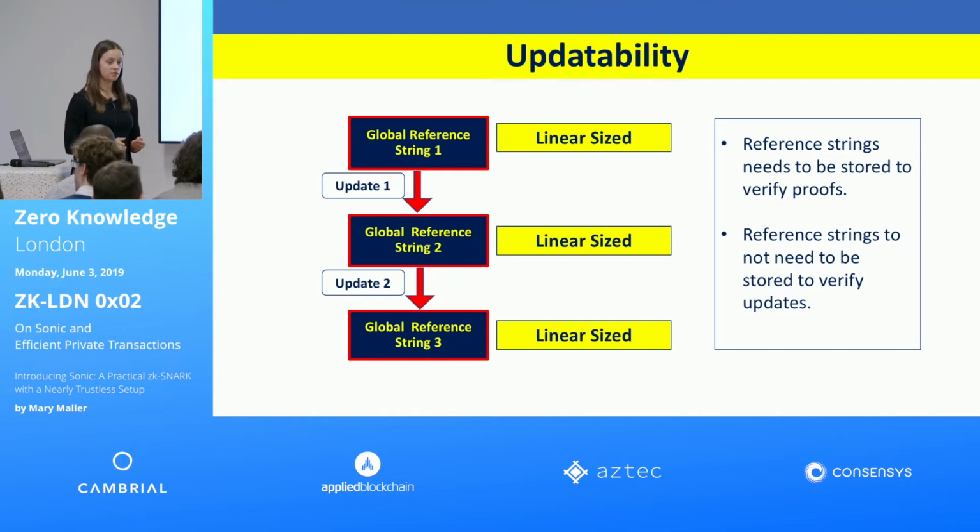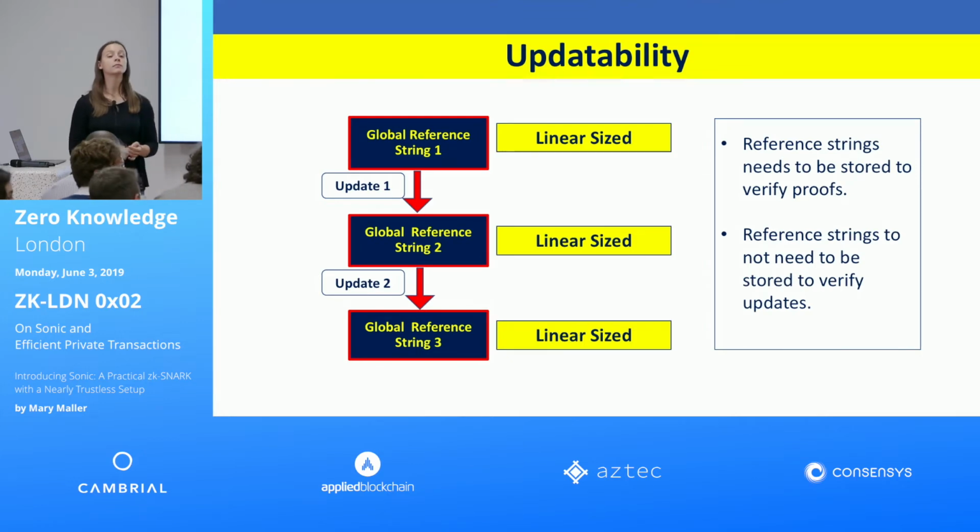As long as the update proofs have been stored, you can still verify that every single update has been included. And they're linear sized, which isn't too bad. Like, these are things that you would be able to store on just a standard PC.